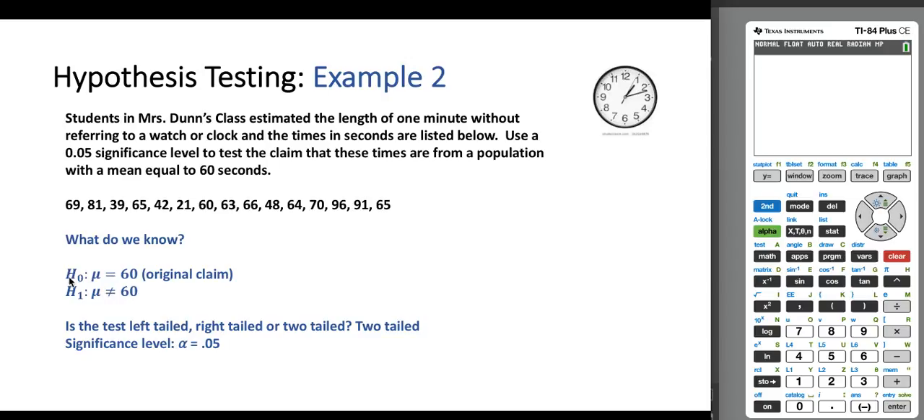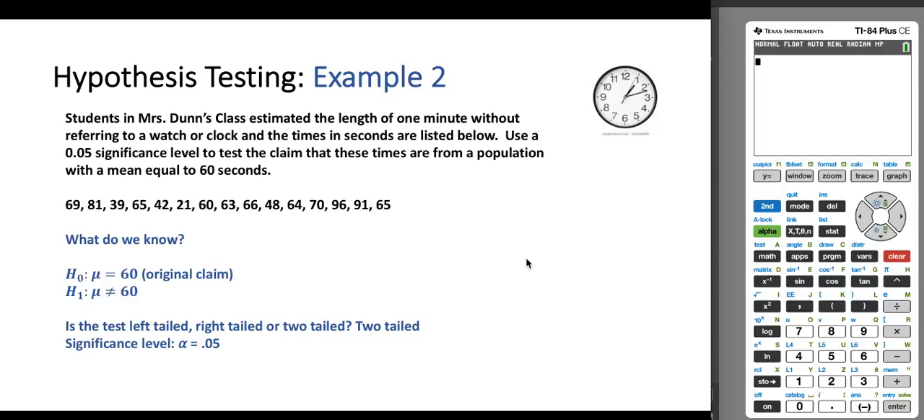Remember that the null hypothesis is always the equal sign. So this is going to be that the mean is equal to 60. Since the alternative hypothesis is the not equal sign, this is a two-tailed test. And the level of significance is 0.05.